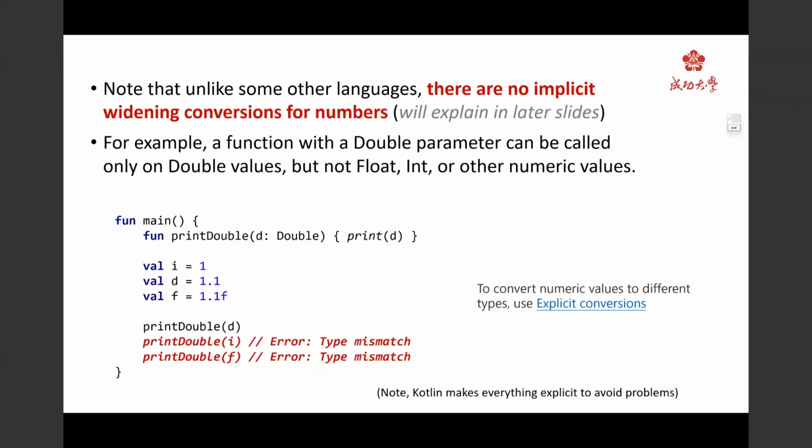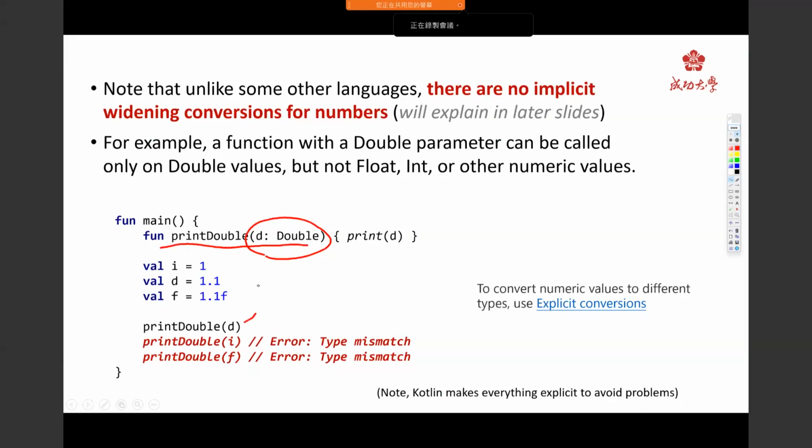And this is the most important thing you need to know, okay? That is, unlike other programming languages such as C++, there are no implicit widening conversions for numbers, okay? So for example, we have a function here whose name is printDouble. And you can see that this function takes a double as parameter, okay? And of course, if you pass a double to the function, then it's going to be fine, okay?